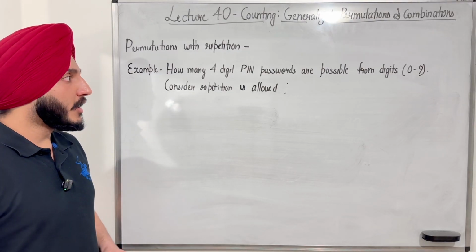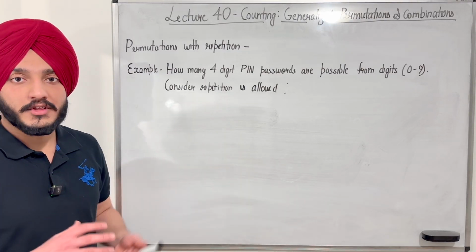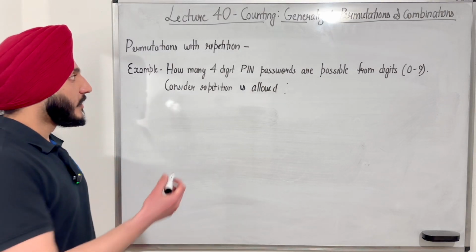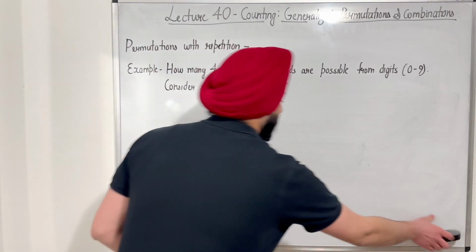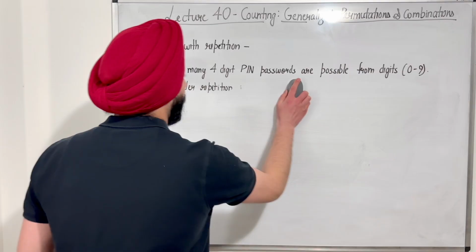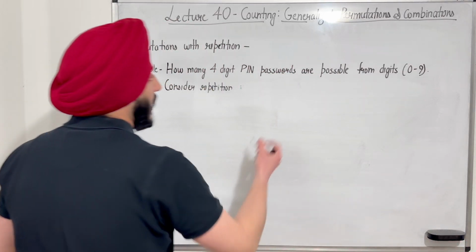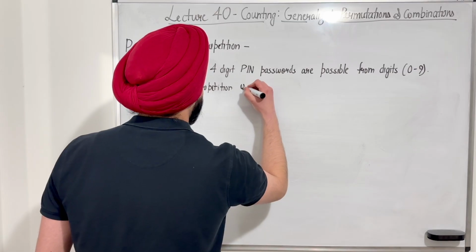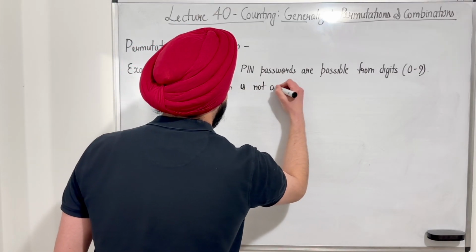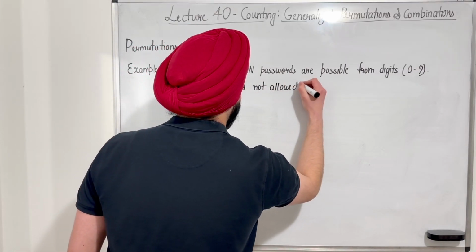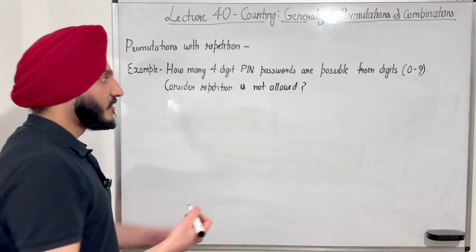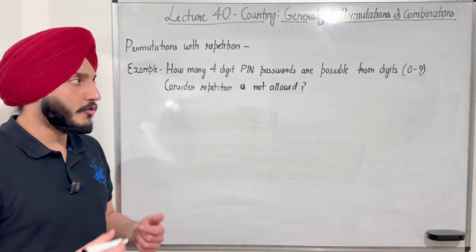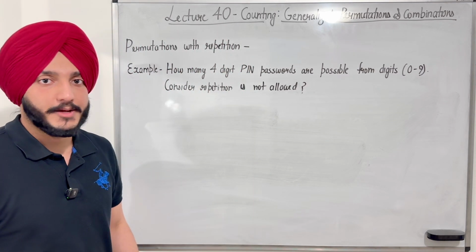Okay, let's just take a quick look at a summary of what we covered in the last lecture. So the idea is, consider this example, right? How many 4-digit passwords are possible from the digits 0 to 9? Consider repetition is not allowed. Okay. So we have already covered a similar question to this in the last lecture. I want you guys to pause the video and just solve it.